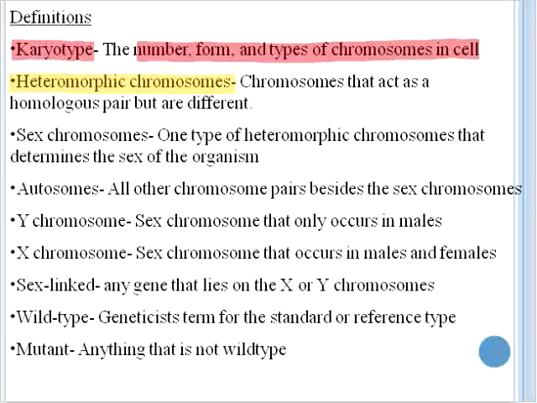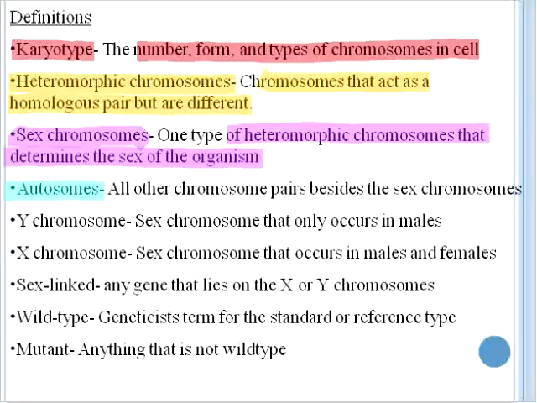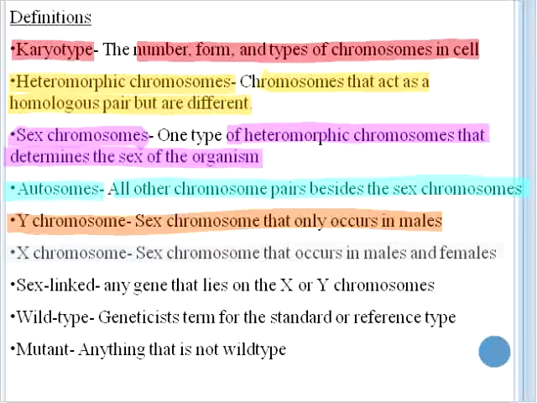Heteromorphic chromosomes are chromosomes that act as a homologous pair but are different. Sex chromosomes are a type of heteromorphic chromosome that determines the sex of the organism. Autosomes are all other chromosomes besides the sex chromosomes. The Y chromosome is the sex chromosome that only occurs in males. The X chromosome is a sex chromosome that occurs in both males and females.